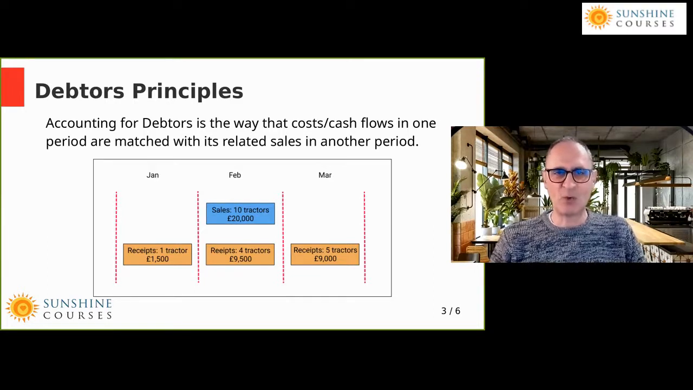So in this case, we deliver 10 tractors in the month of February. And it doesn't matter when we receive the cash. But in this example, we actually receive some of the cash for those 10 tractors in January, some in February, and some in March. Just very briefly, I'll tell you how that might happen.